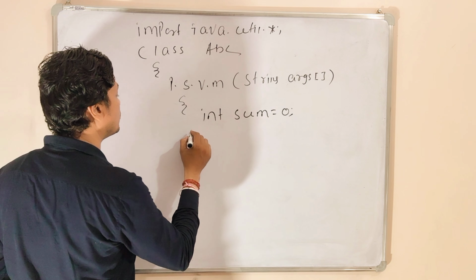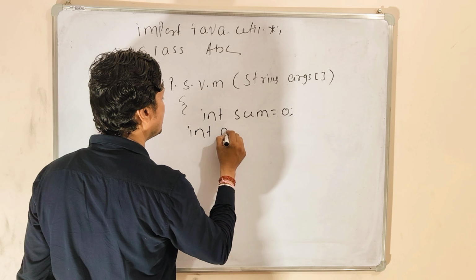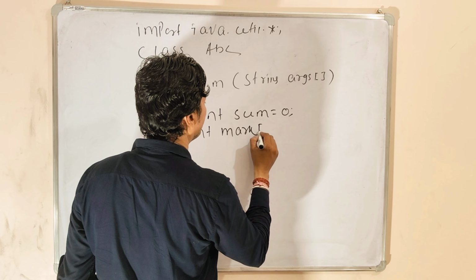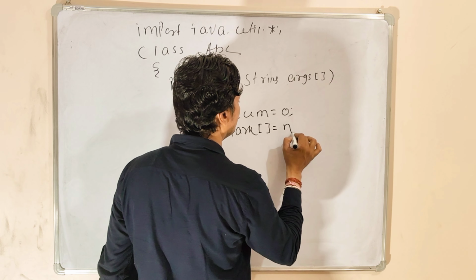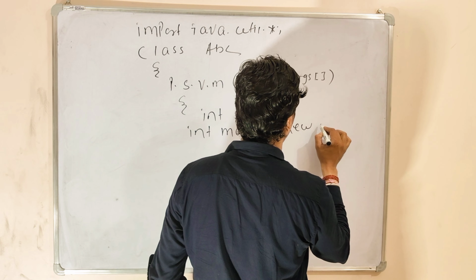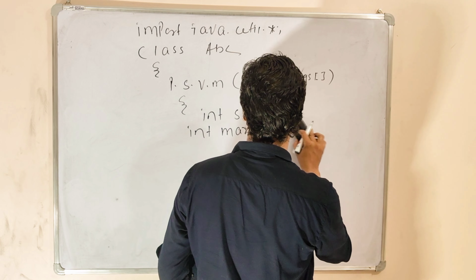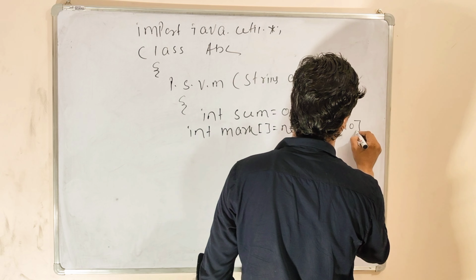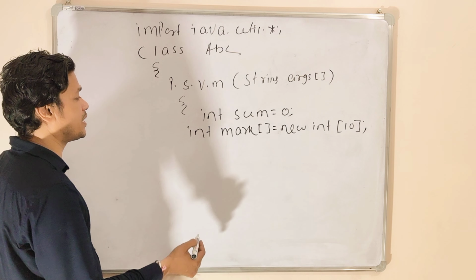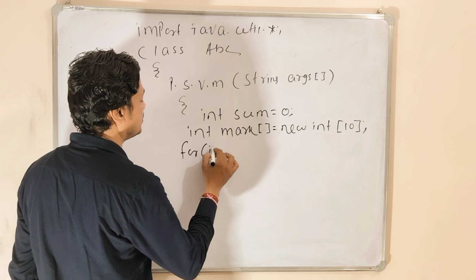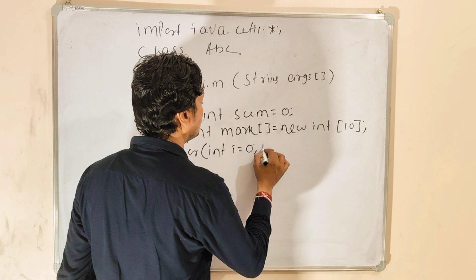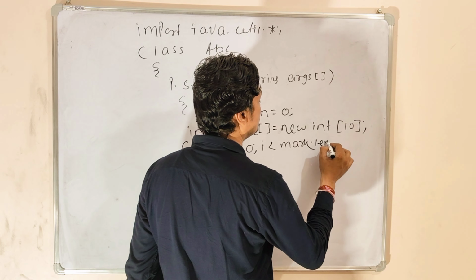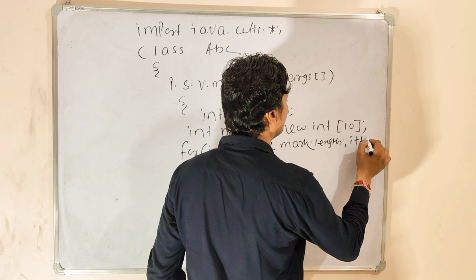Take sum equals to 0, then you create your array: int mark square brackets. How many marks, how many subjects? 10. int mark equals to new int 10 you write here. After creating the array, what we need to take? One loop, I think. Yes, sir. int i equals to 0, i less than mark dot length, then i plus plus.